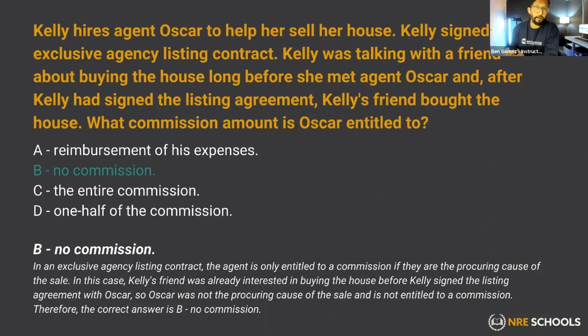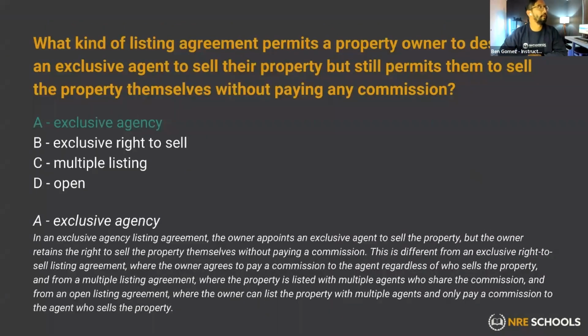Remember, the one that you get paid on regardless is the right to sell. Agency, if the seller finds it, you're not owed a commission. What kind of listing agreement permits a property owner to designate an exclusive agent to sell the property, but still permits them to sell the property themselves without paying any commission? Just another reworded question where the answer is exclusive agency.